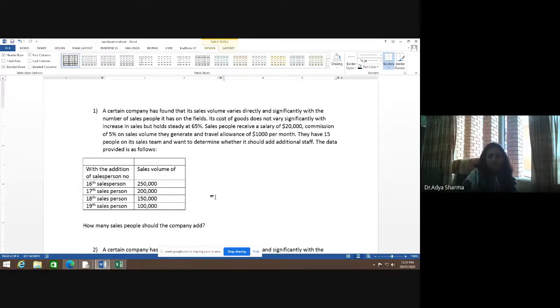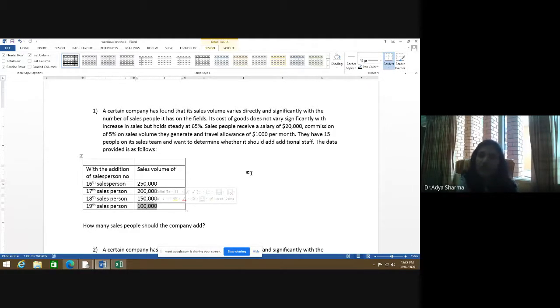So let us first understand what are we talking about? What is the output that is being given by the salesperson? And as I said, if you don't understand anything, unmute yourself and ask me. As I understand, the output given by the salesperson is an increase in the volume by 250,000 for the 16th salesperson. By the 17th salesperson, it will be 200,000. By the 18th salesperson, it will be 150,000. And by the 19th salesperson, it will be 100,000. So this is the output that the salesperson is giving.